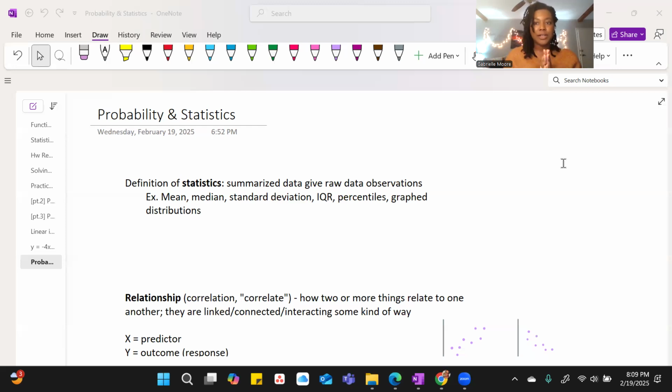So make sure you have pen and paper, or if you're taking notes another way, make sure you're taking notes, you're staying clear and organized in those notes. Go ahead and pull up Desmos as well, because we're going to do a lot of work in Desmos. But we're going to start with some definitions.